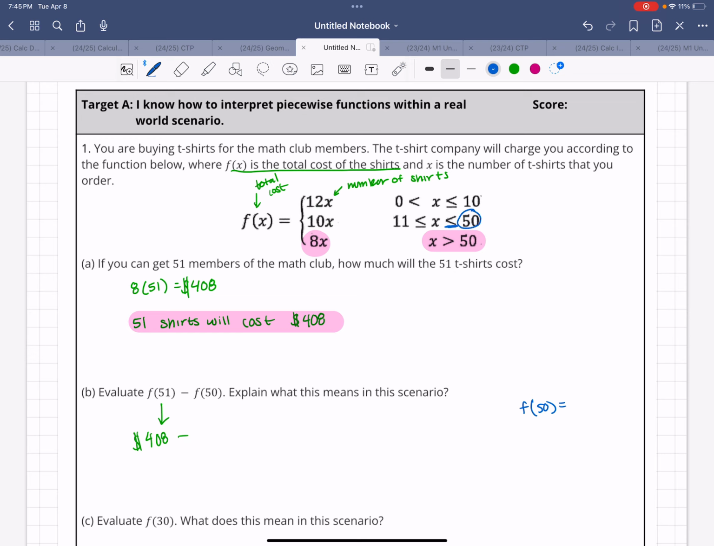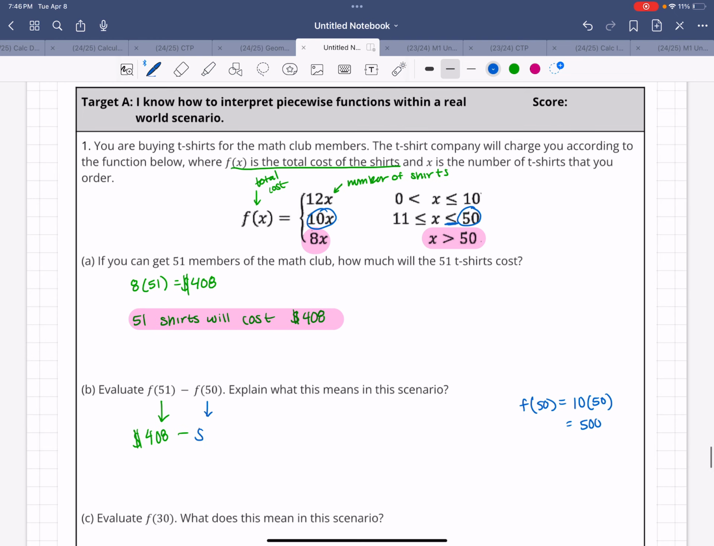So that's going to be this inequality, which means that we're going to be using 10x as my equation. So 10 times 50 is going to be 500. So I can put $500 here. So when we subtract those two numbers, basically what we're left with is 92, really a negative 92, according to the order here of my numbers. So this is going to be a negative $92.